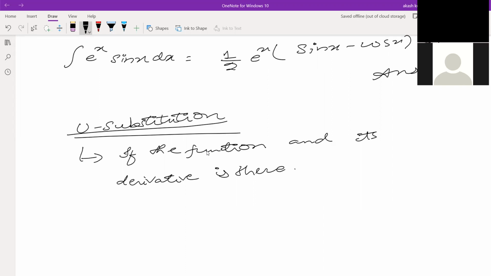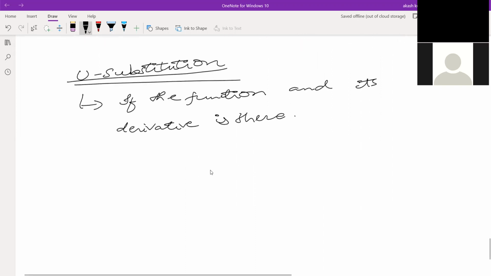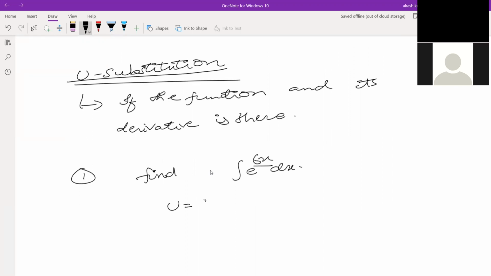I got some questions from your friends, so we are going to solve those questions. Example number 1 is to find the integral of e^(6x) dx. Let's take u as 6x and differentiate this function. So du equals 6, a constant, times the derivative of x, which is 1. So it becomes 6 dx.